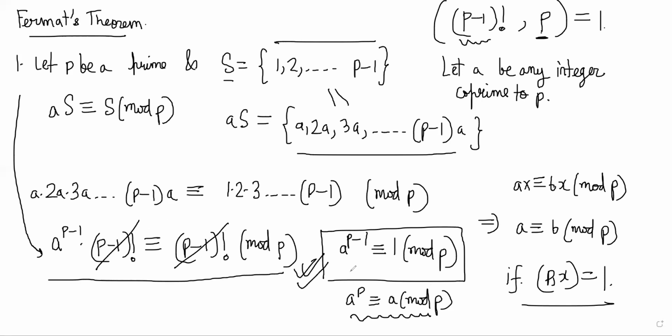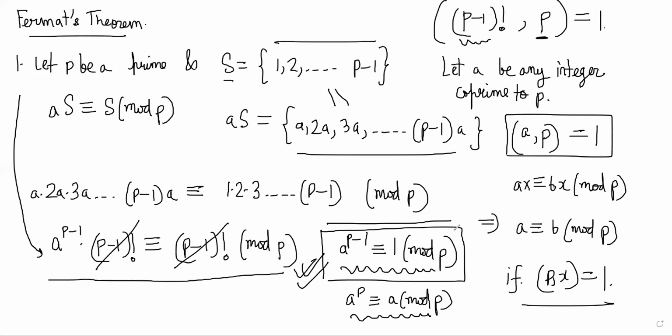Fermat's theorem is sometimes used to find out if a number is prime or not. Suppose you have a doubt whether some number P is a prime. You want to test whether some big number is prime or not. You can get any other number A that is co-prime to P. As long as A is co-prime to P, this result must be true. If you raise A to the power P minus 1 and it is not coming 1 mod P, then P is not a prime.